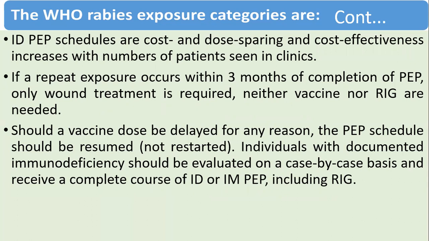Neither vaccine nor immunoglobulin are needed. Should a vaccine dose be delayed for any reason, the post-exposure schedule should be resumed, not restarted. Individuals with documented immunodeficiencies should be evaluated on a case-to-case basis and receive a complete course of intradermal or intramuscular post-exposure vaccine, including immunoglobulin.